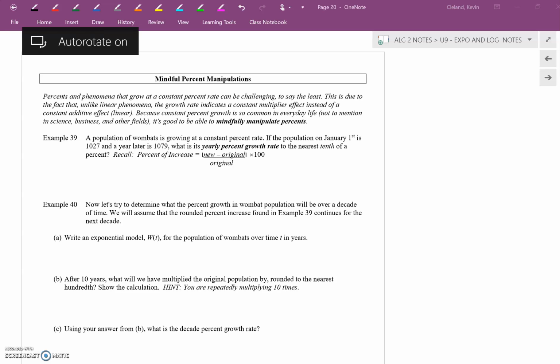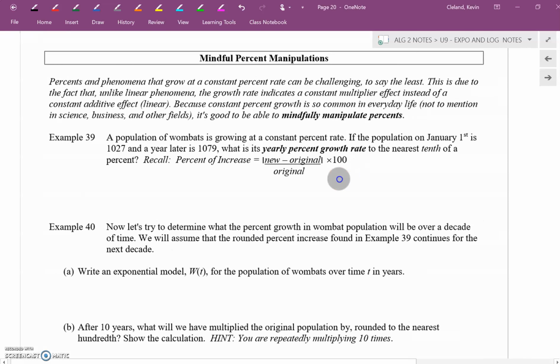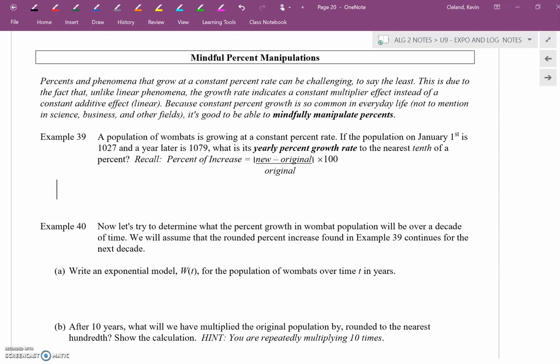Okay, Algebra 2, mindful percent manipulations. So, percents and phenomena that grow at a constant percent rate can be challenging to say the least. This is due to the fact that unlike linear phenomena, the growth rate indicates a constant multiplier effect instead of a constant additive effect, as in the case of linear functions. And because constant percent growth is so common in everyday life, not to mention science, business, other fields, it's good to be able to mindfully manipulate those percents.